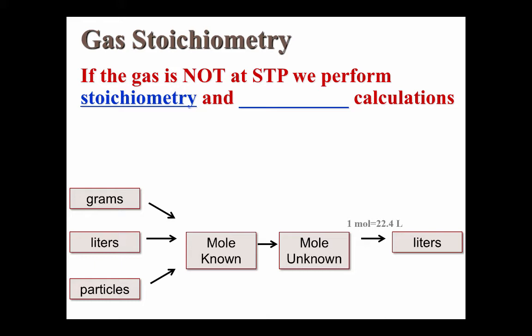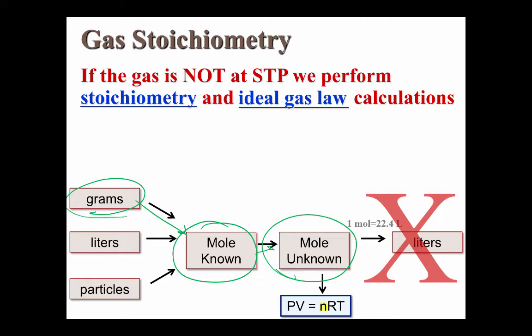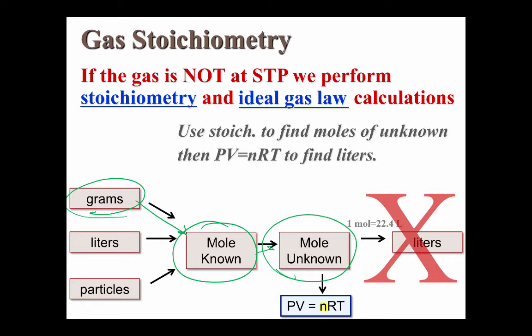That's because we can't use that last conversion. So we'll still go from grams known to moles known, and then use our mole-mole ratio to get moles of unknown. But at this point, we'd need a different formula, the ideal gas law, or PV equals nRT. We can do this because in our stoichiometry calculation, we found n, or the moles of gas. So our approach to this problem is to first use stoichiometry to find the moles of unknown, and then plug that into PV equals nRT to determine the volume. Let's try an example of this.